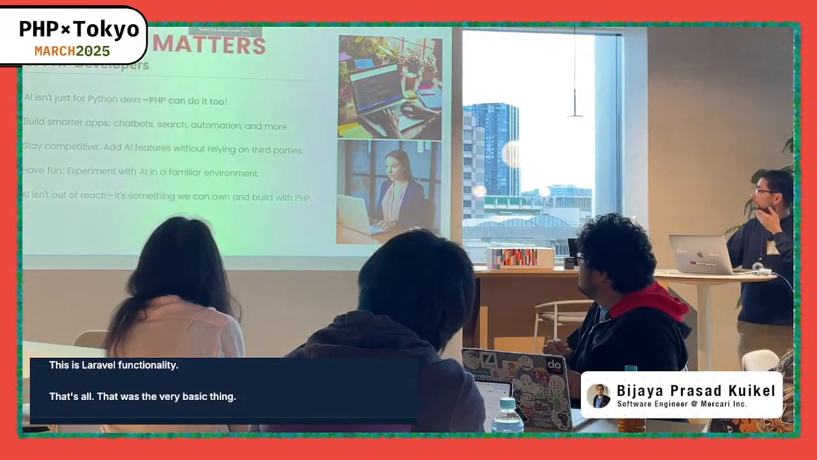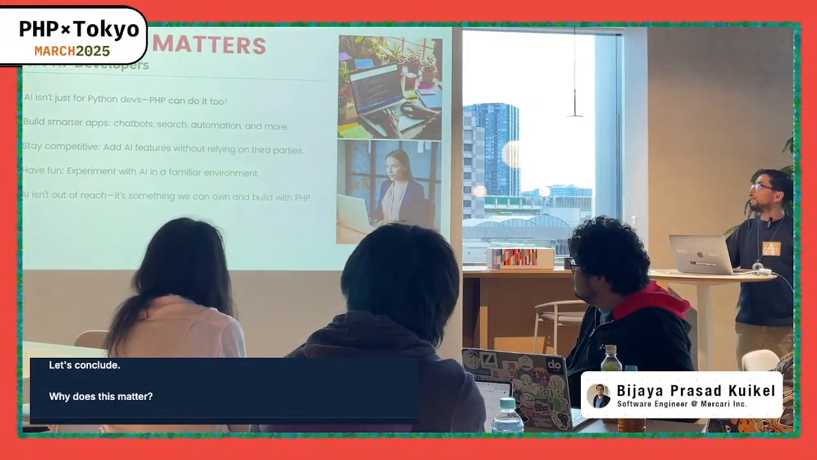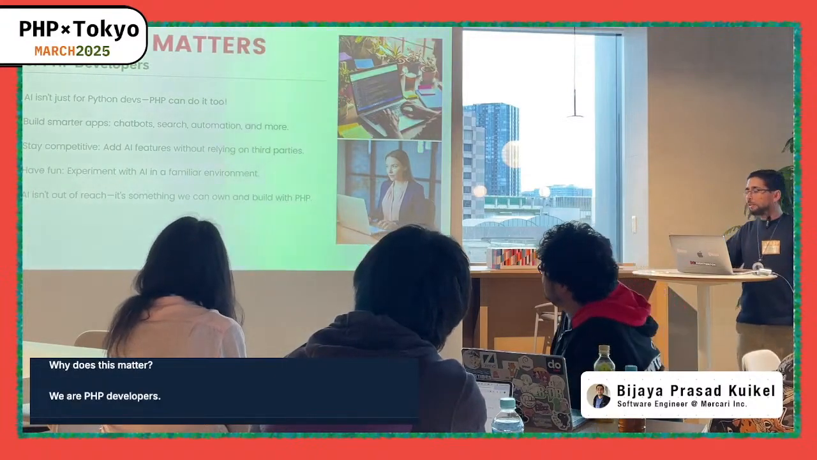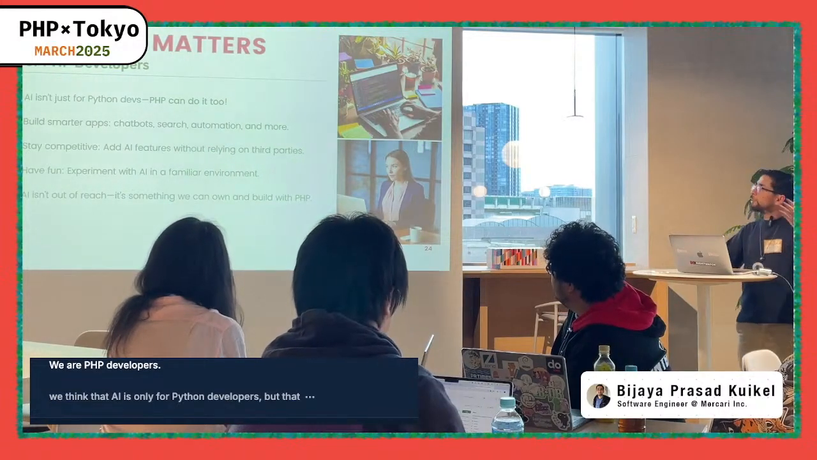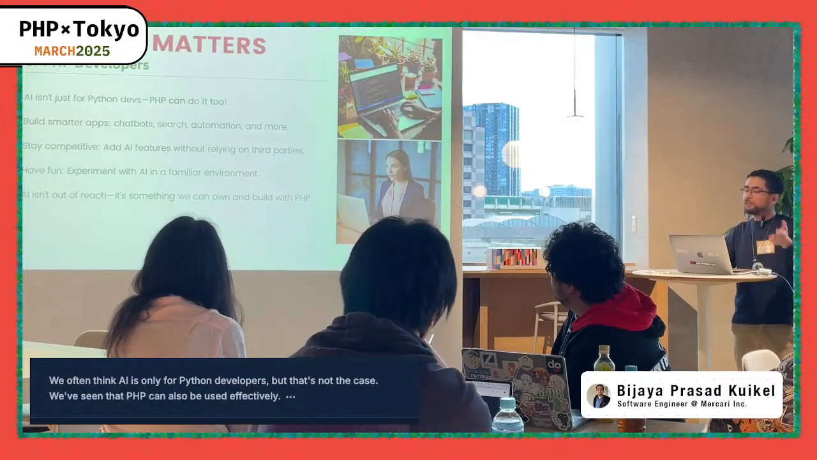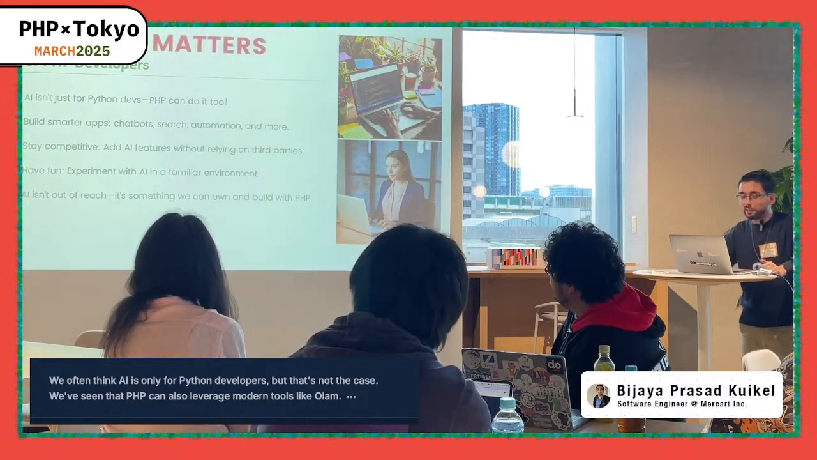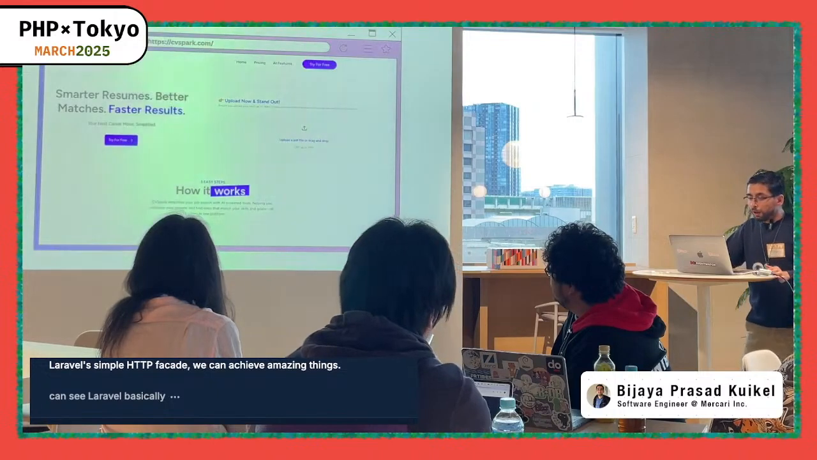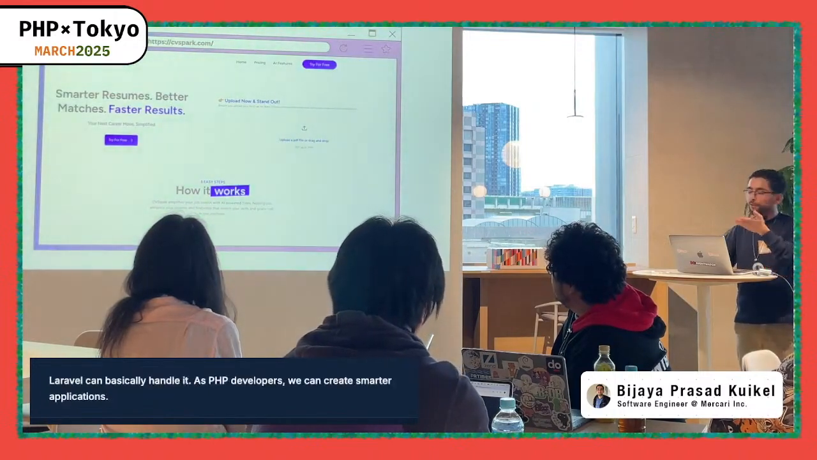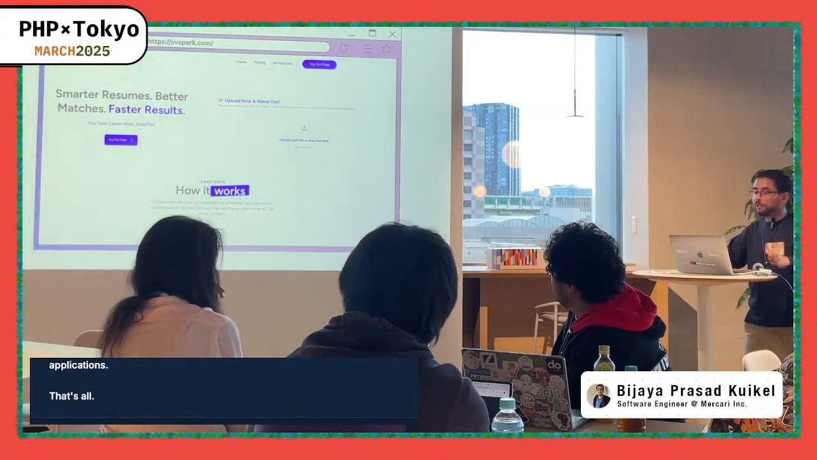So let's conclude. Why does this matter? We are PHP developers. We think that AI is only for Python devs, but that is not the case. We saw that PHP can also do it with all of the modern tools like Ollama. With Laravel's simple HTTP facade, we can do all of these amazing things. So as PHP developers, we can create smarter apps. We have also created a similar application, which is in production using all of these technologies. You can check it if you want.